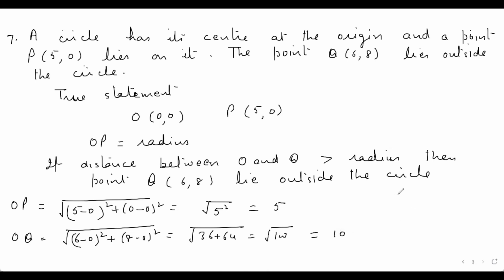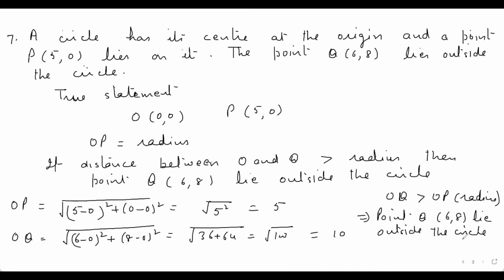So here distance OQ is greater than OP, which is the radius. So point lies outside the circle. So it implies point Q(6, 8) lies outside the circle. So true statement.